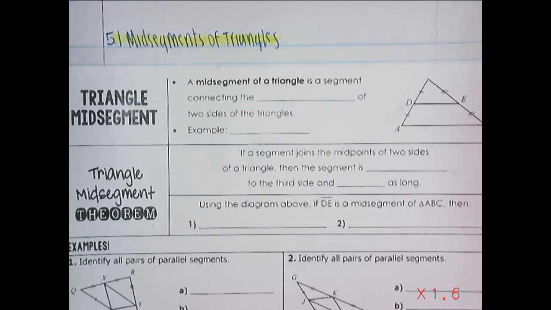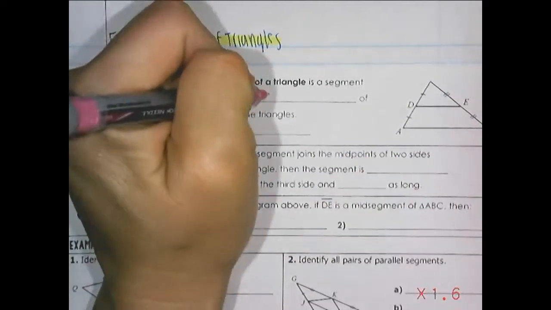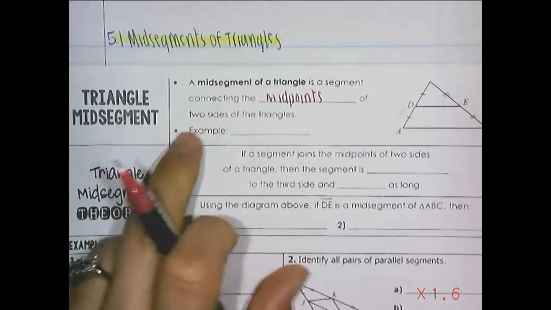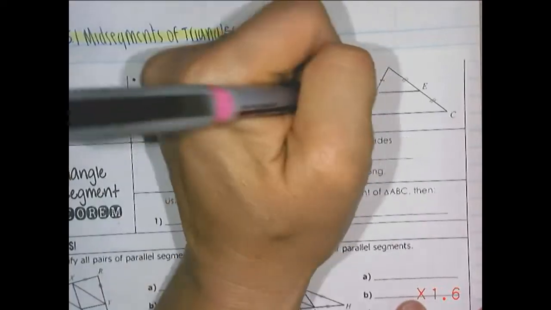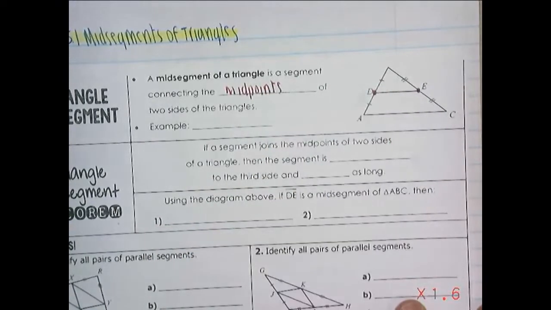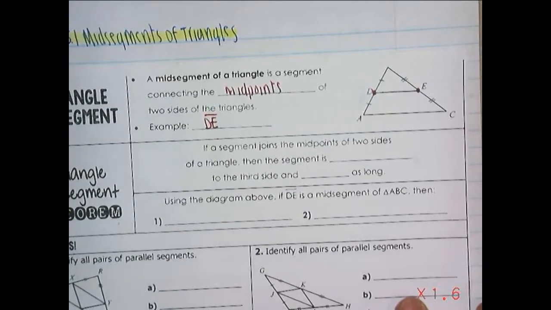So a mid-segment of a triangle is a segment connecting the midpoints of two sides of a triangle. So right here, D and E would be midpoints of the sides of this triangle, and they would connect them. So DE would be our mid-segment.